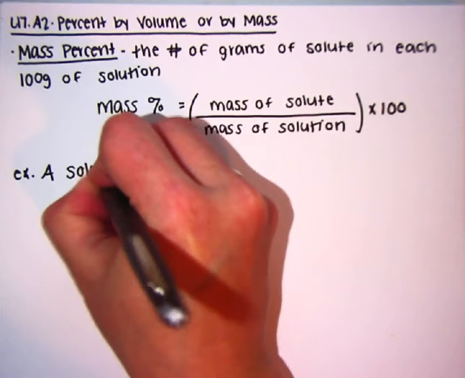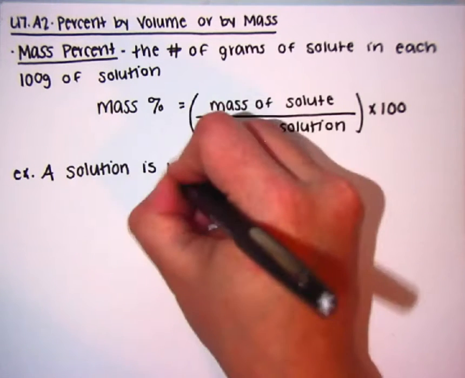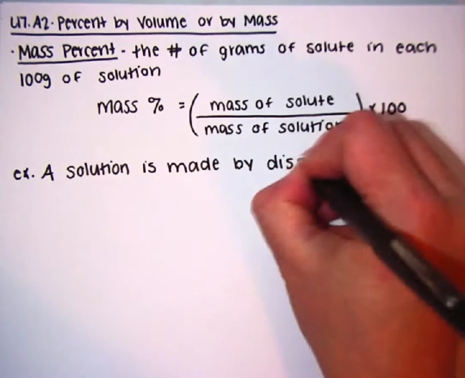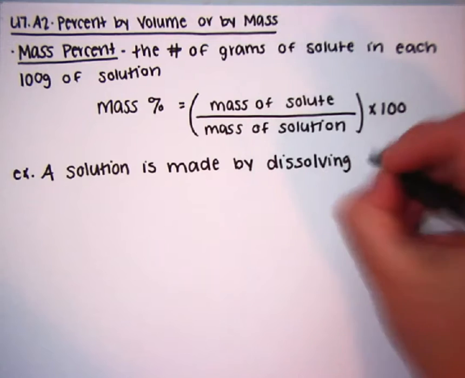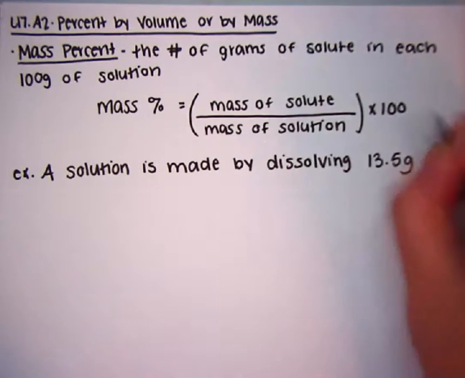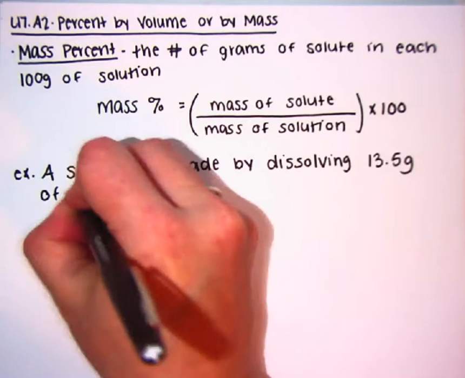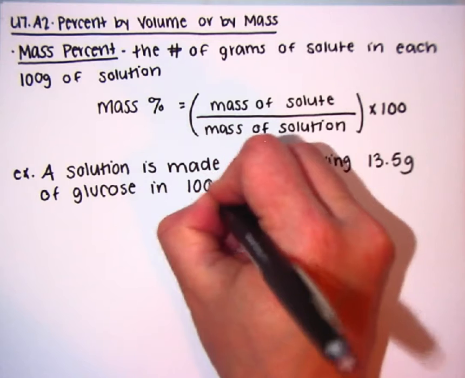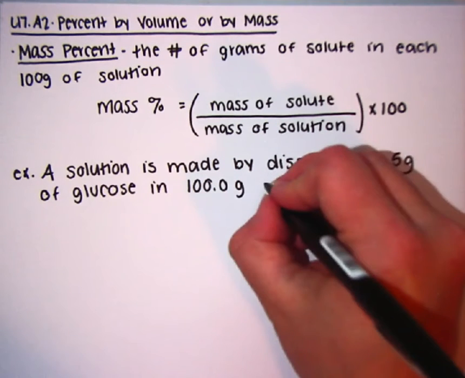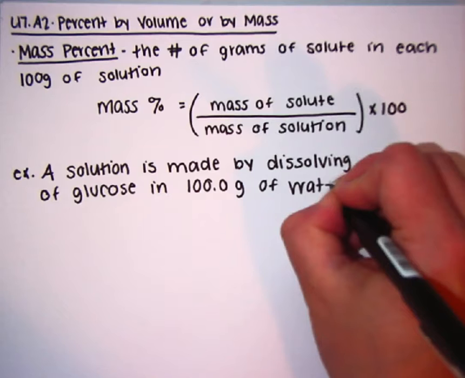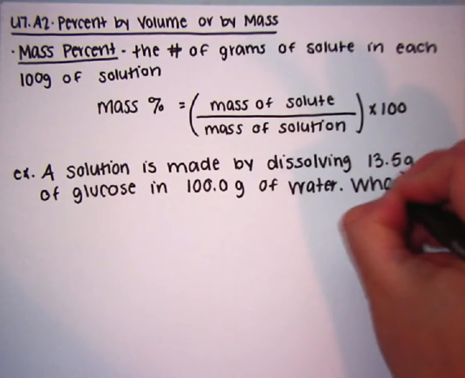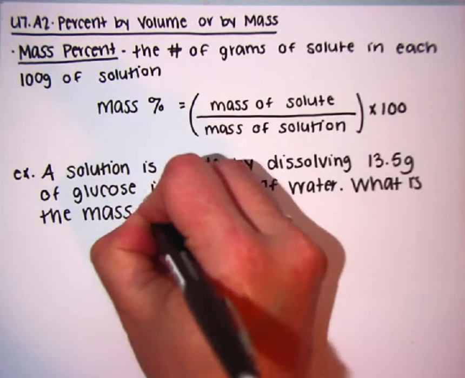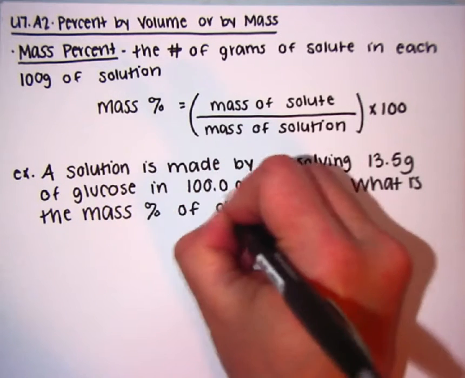First example, a solution is made by dissolving 13.5 grams of glucose in 100.0 grams of water. What is the mass percent of glucose?